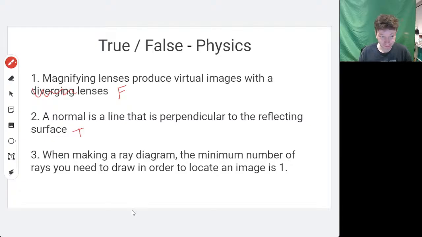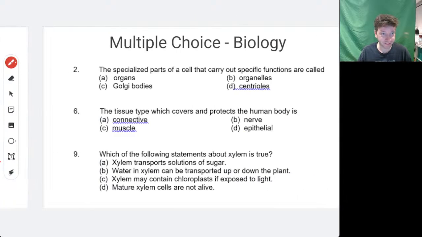Number three, when making a ray diagram, the minimum number of rays you need to draw in order to locate an image is 1. Okay, here's the false. No, that is false. Okay, in order to find the image, you need to find the intersection of these rays. And to find an intersection, you need at least 2 rays. Okay, you can't find an intersection with only one line. Anyone have any questions? No? Okay.